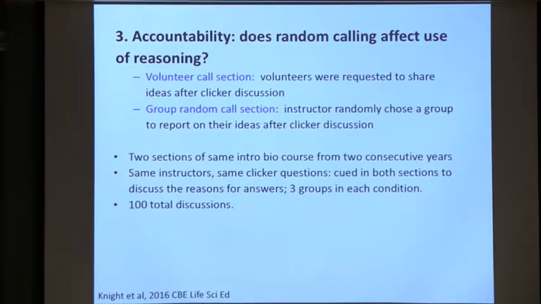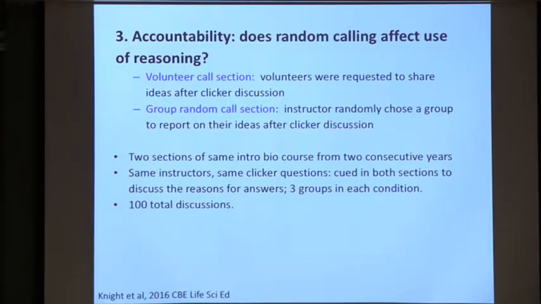So the concern is, if they don't really care about the answer being correct or incorrect, are they actually really participating fully in the process of thinking about the answers and talking with their peers? Or is it just sort of, I can press any button here?